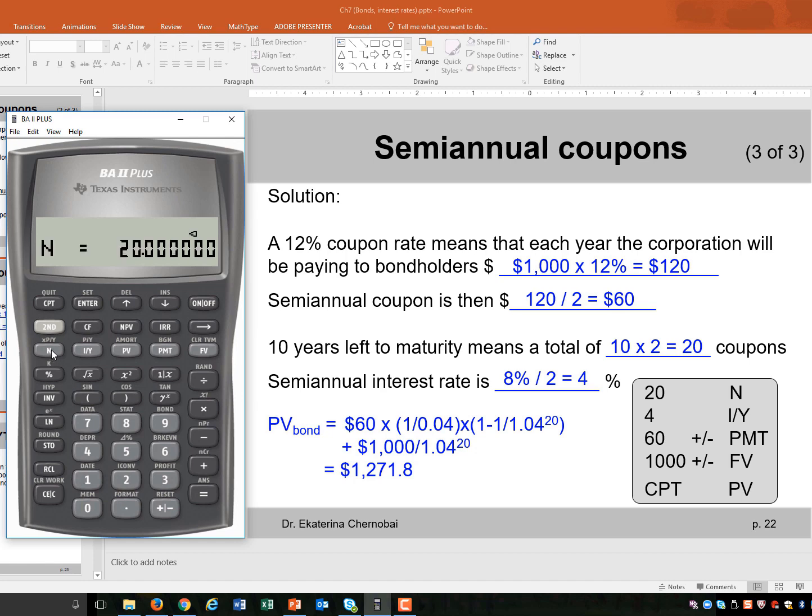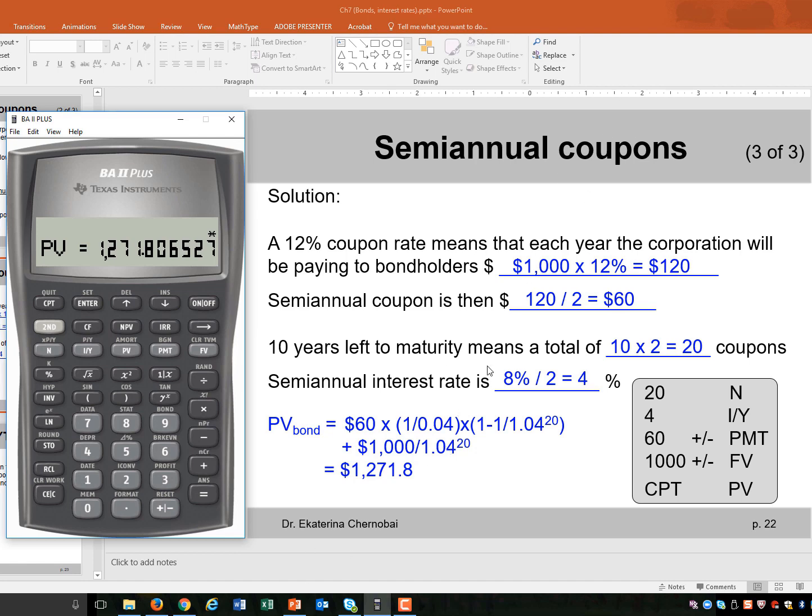And the fourth number that is entered is the discount rate. It should also reflect the same semi-annual frequency, 4% yield to maturity per half a year. So I put 4 IY, and I'm computing present value, $1,271 and about 80.5 cents. So technically, if it's rounded to 2 decimal places, then that would be 81. If it's rounded to 1 decimal place, like on my slide, it's just 0.8 at the end of the answer.